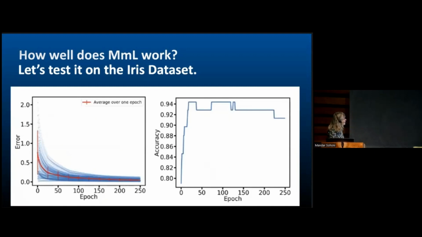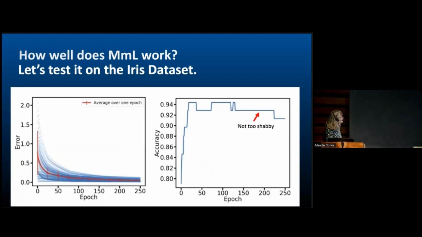And then, of course, as always, the error is a function of epoch, or a function of time. We see, yes, it seems to work. Here is the accuracy as a function of time. Okay, about 93-ish percent accuracy. Not great, but it's a linear network, not horrible. So, not too shabby.